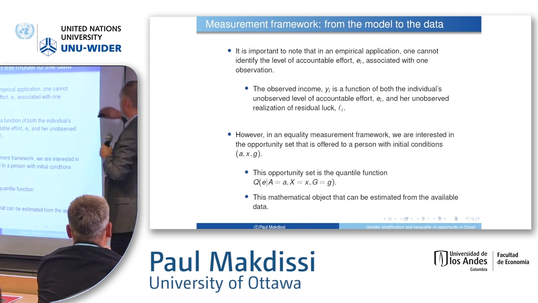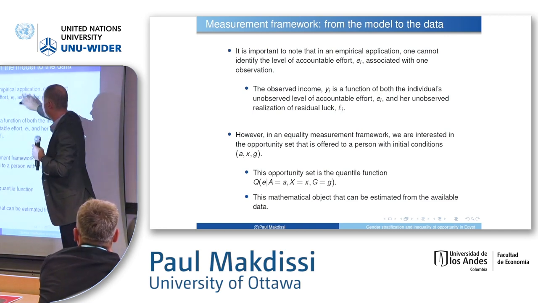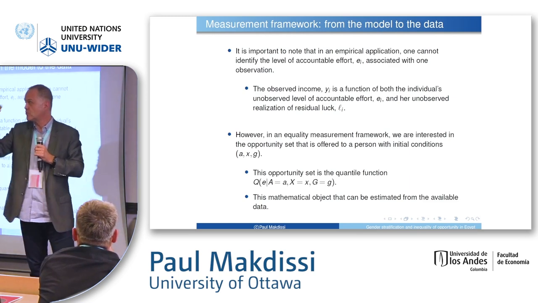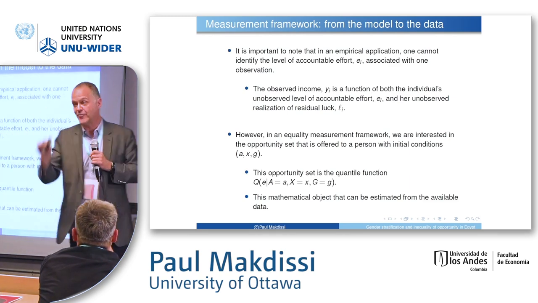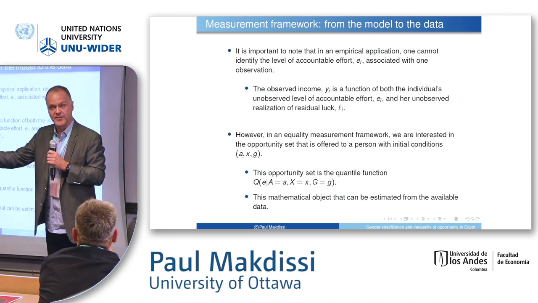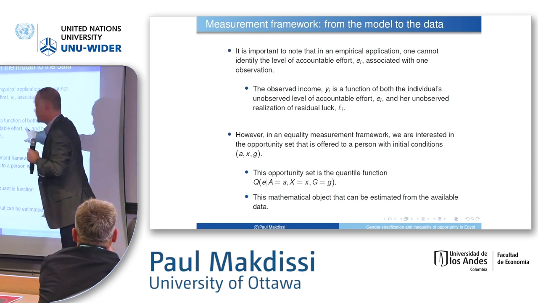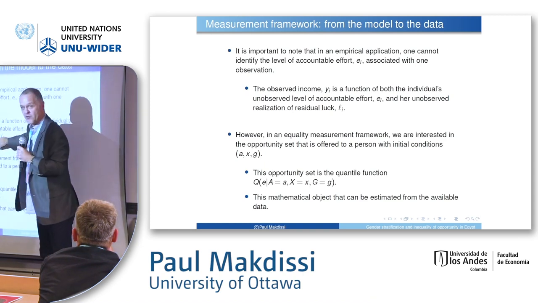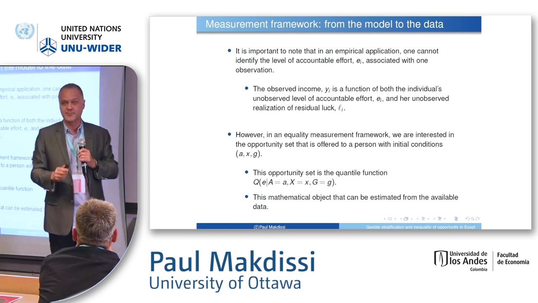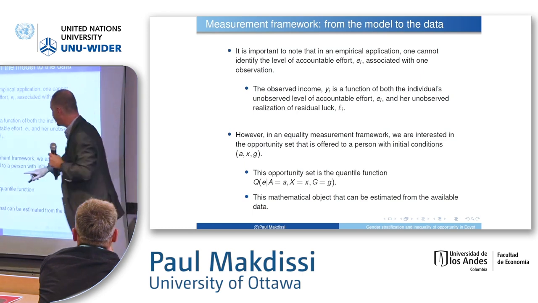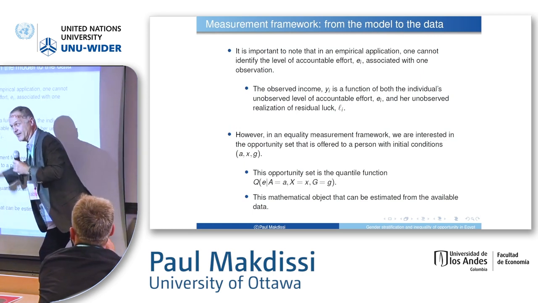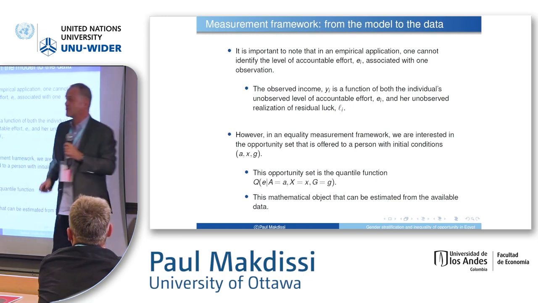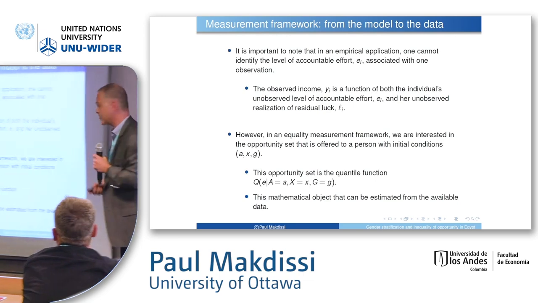It's important to note here that in the empirical application, it's impossible to identify the effort level associated with one observation. Why? Because effort is unobservable and residual luck at the individual level is unobservable. But we can identify and estimate, and you all know that, the conditional quantile function. And this is what we are going to do.